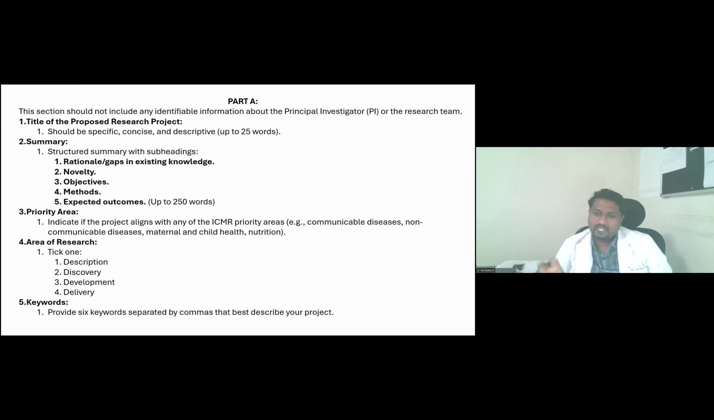Then the priority areas you have to choose. There will be a drop-down menu where you have to choose whether it's communicable, non-communicable, or maternal and child health care. Okay, this needs to be decided first. Then you have to tick whether it falls under descriptive, discovery, development, or delivery. Now you know they are strongly discouraging the descriptive part. So you have to devise a research question for the other three types. So you keep this in mind. Similarly, the keywords are important. Then the abbreviation list will be asked. That also you need to fill.